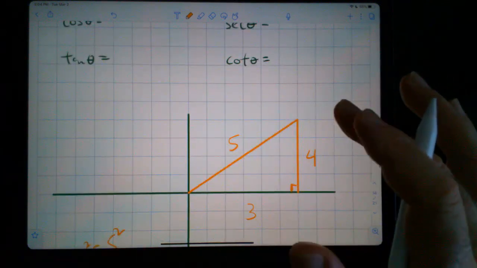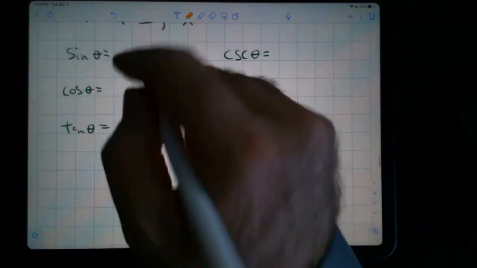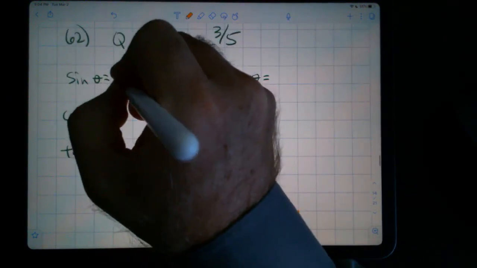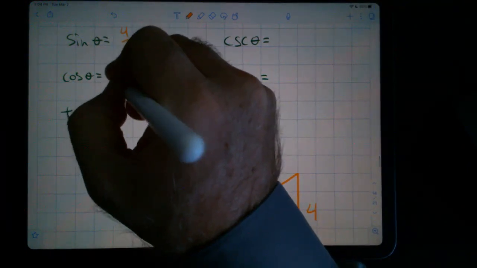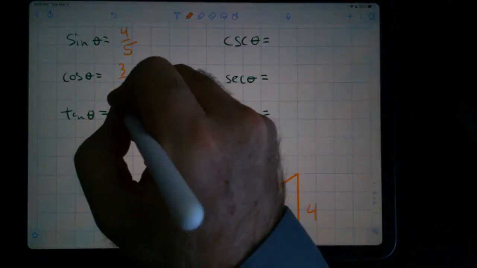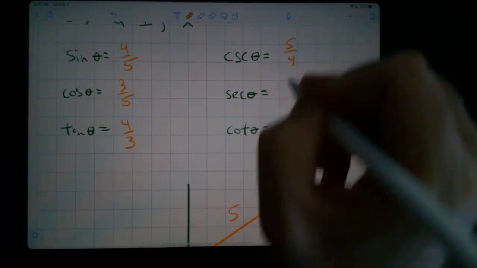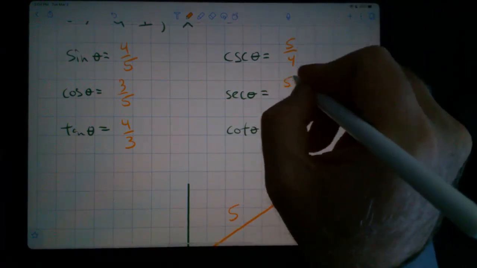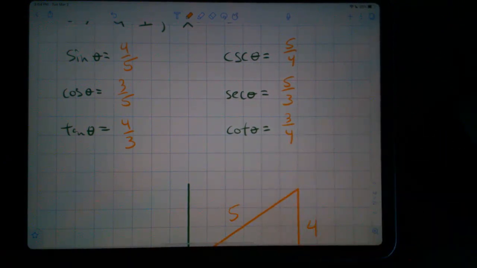So then sine is cosine. Tangent is sine over cosine. Cosecant is the inverse of sine. Secant is the inverse of cosine. And cotangent is the inverse of tangent.